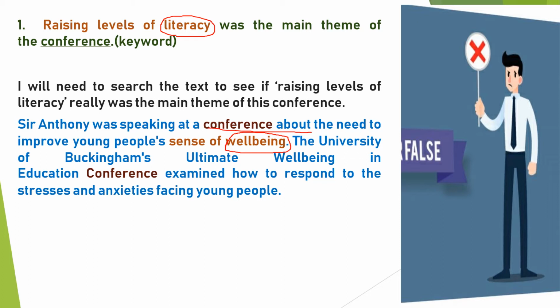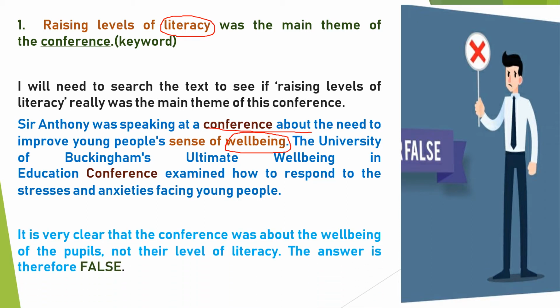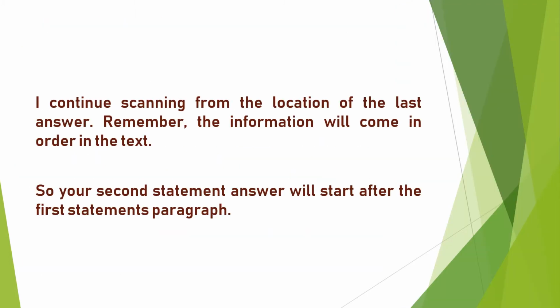So we are going to say it's false, because it is clearly said that the conference was about well-being and not about the level of literacy. So this is going to be false. So you see, we have to search first, get the keyword, then go on to find what the para is about and match the keywords, and then see if it is matching or not. So after I have done the first one, I will move ahead.